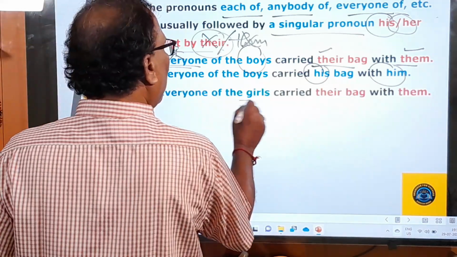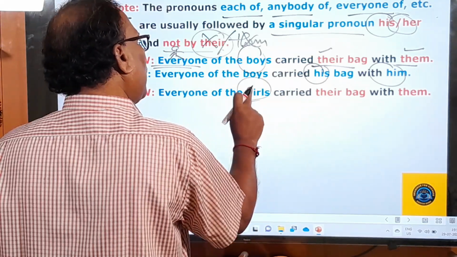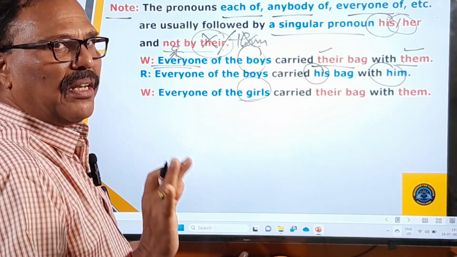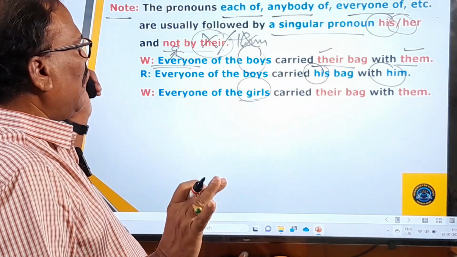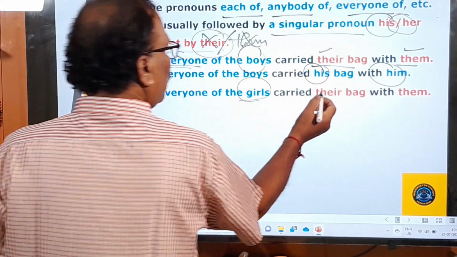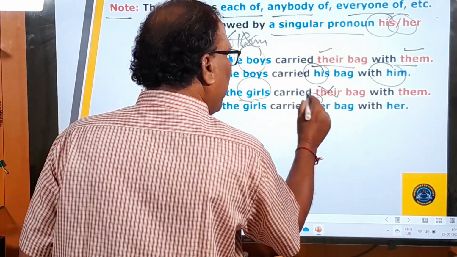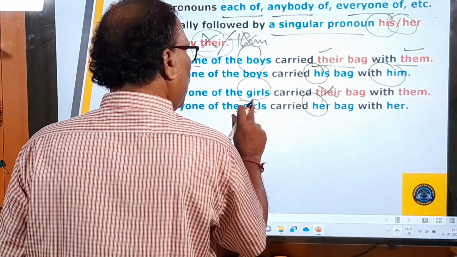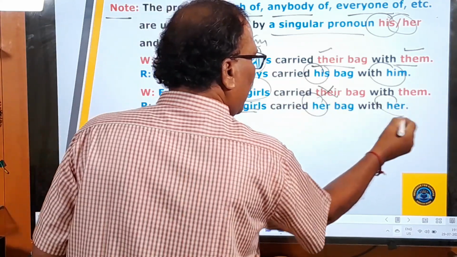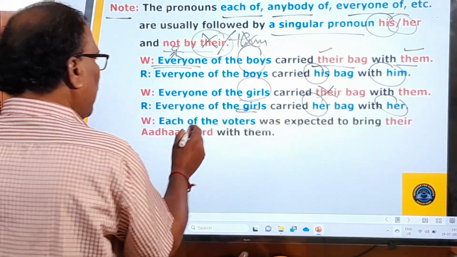And every one of the girls, you are now talking about the girls. Therefore, whether you talk about the boys or girls, their should not be there after everyone or anyone or anybody or something like that. What should you use then? Every one of the girls carried her bag. Since you are talking about girls, you are using her and her, with her. Carried her bag with her. That's good.